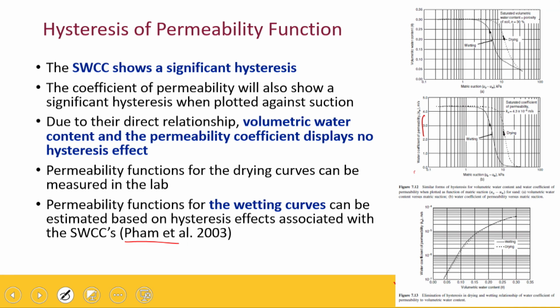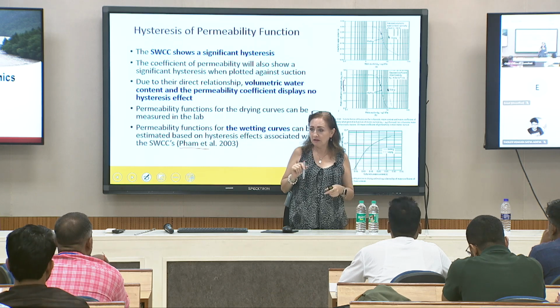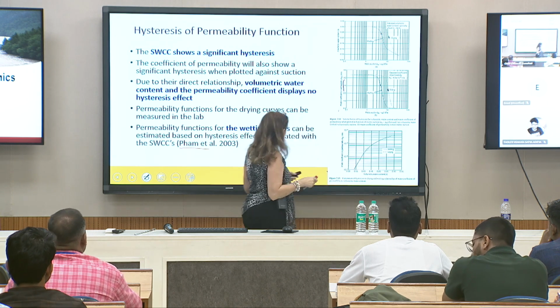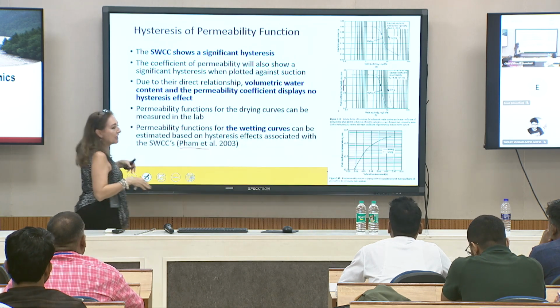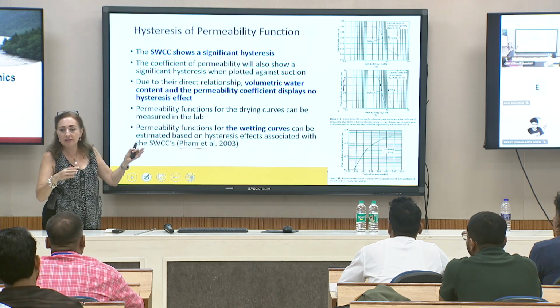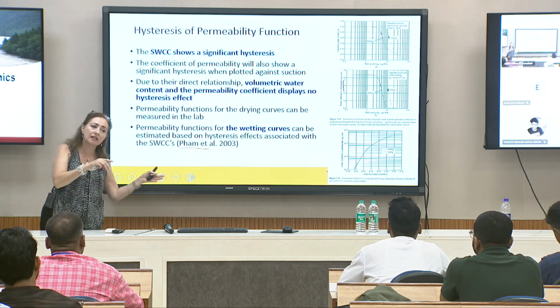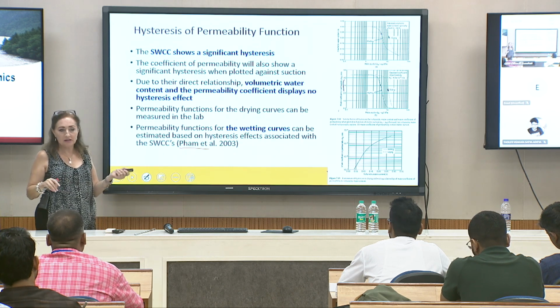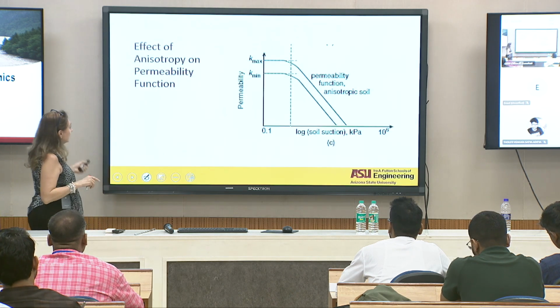So what you can do is measure the drying curve in the lab. If you have time, you can just go for the wetting curve and do the hysteresis right now. But if you don't have that one, you can predict the wetting curve, or you can measure the wetting curve and predict the drying curve, whatever you want to do. There are ways to figure out the hysteresis of the permeability if you have the hysteresis of the soil-water characteristic curve. And again, I've been very practical on that side.